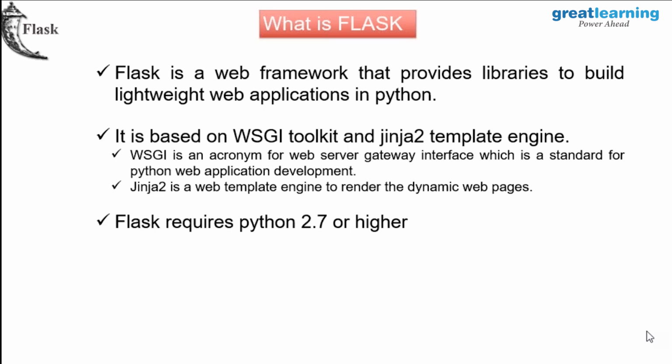What is WSGI? WSGI stands for Web Server Gateway Interface, which is a standard for Python web application development. And it is using the Jinja 2 template engine. What is Jinja? It is a web template engine to render dynamic web pages. What is a dynamic web page? It allows you to take the input, and based on the input, the page gets rendered. What is rendering? Rendering means that the page gets processed. Flask requires 2.7 or higher version.